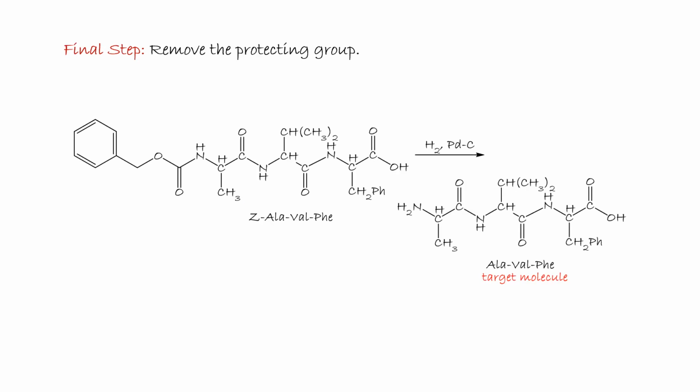The final step then is to remove the protecting group. Well, this group, as we mentioned before, can be cleaved using hydrogenolysis, using hydrogen and palladium. We get in here toluene and the deprotected alanyl valyl phenylalanine target molecule.